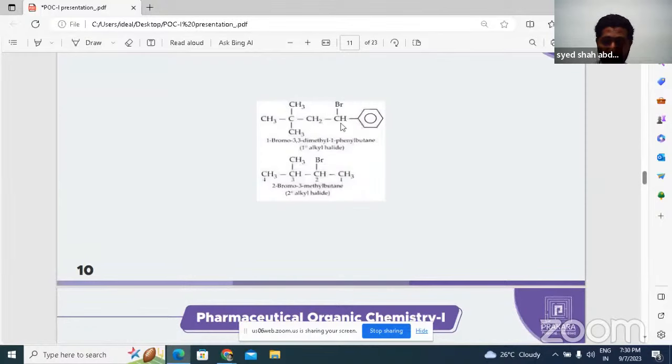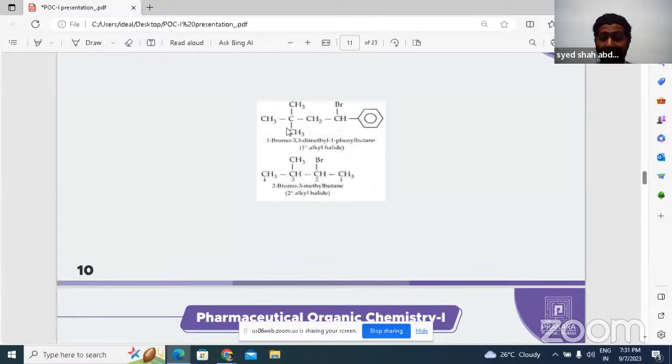Here you can see the numbering starts from this end: 1, 2, 3, and 4. When benzene is considered as a substituent, it is called phenyl. This is bromo, that is an alkyl halide, and these are methyls. So phenyl is P, bromo is B, and methyl is M. If you go by alphabetical order, bromo comes first, then methyl, then phenyl.